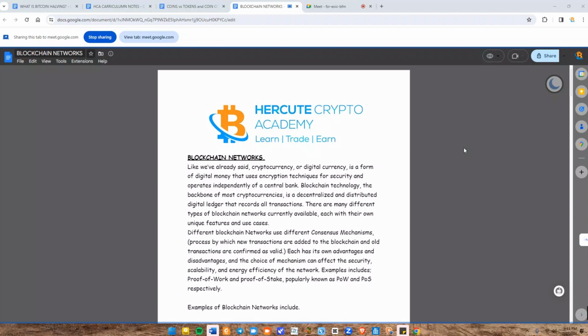For example, if you are using the M-Pesa network, it's its own traditional network. It has its own limits, its own fees, its own speeds. Just the same way, we also have different blockchain networks that have different capabilities, different fees, and different speeds, and that is what we are going to look at today.